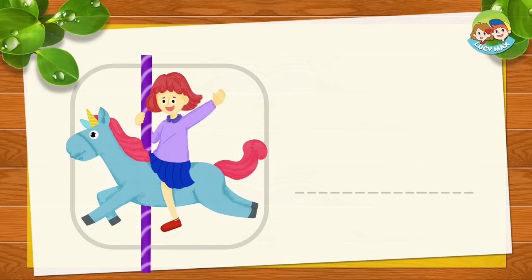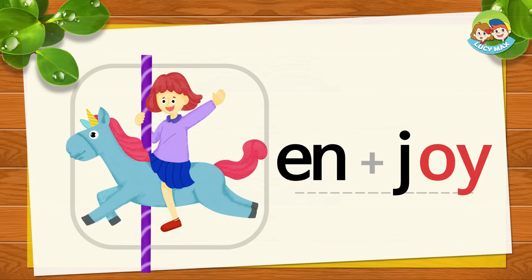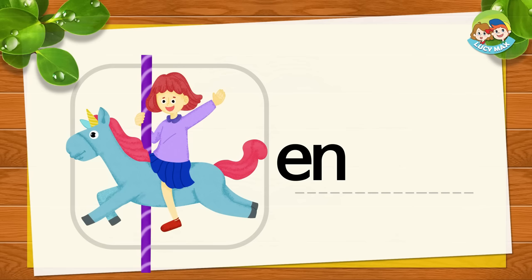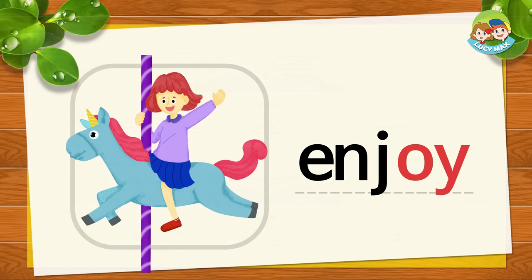Look at the girl. She likes the ride. She enjoys riding it. E-n-j-oy together is enjoy. E-n-j-oy, enjoy. Now you try.